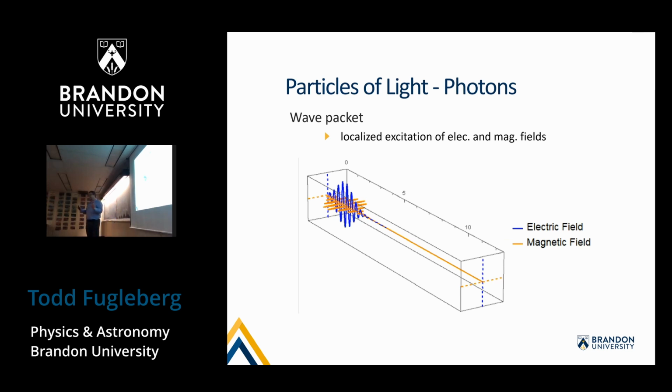This is very rough, don't take this too seriously, but you can consider the idea of a wave packet, where you have oscillating electric and magnetic fields, but they're only oscillating in a very brief space. So there's oscillation of these fields, but the total oscillation is contained within a smaller region. That's what's called a wave packet. So in a very rough way, you can think of a photon as a localized excitation of electric and magnetic fields.